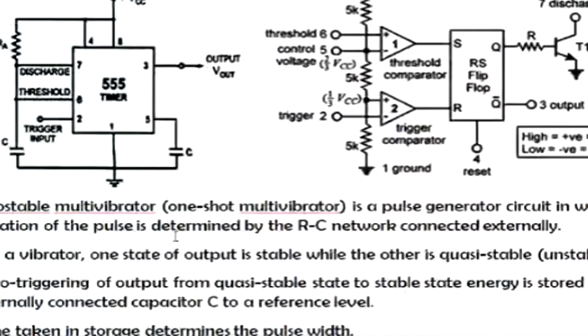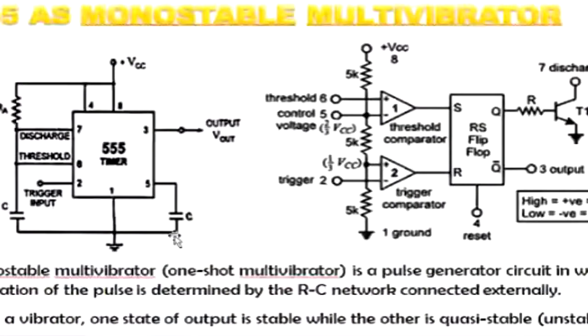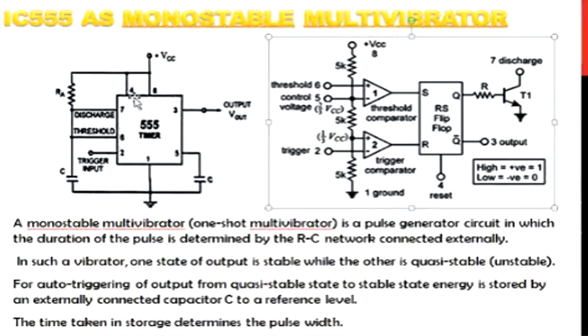Now we will discuss about the monostable multivibrator. I have already told you about this one because there is only one stable state. The stable state is the lowest state, and whenever we give a trigger pulse, it goes to the high state, which is a quasi-stable state. On the right hand side, you will see the internal architecture of the IC555 timer, which is this square box here.